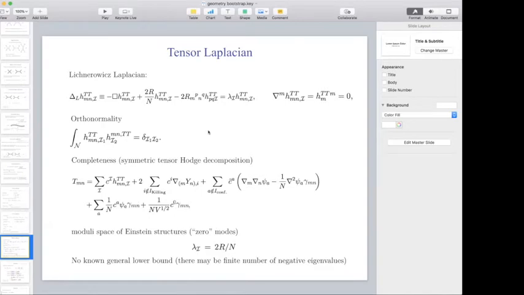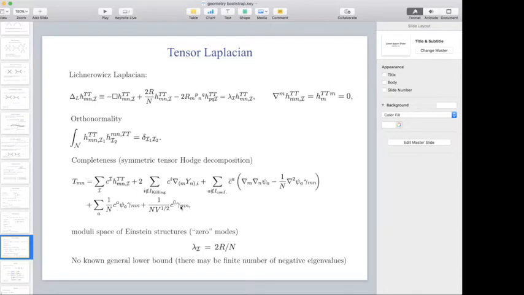Okay, then finally, we have the tensor Laplacian. So this is going to be the Lichnerowicz Laplacian that's acting on transverse traceless tensors. So squiggly i is going to be labeling the various eigenfunctions, lambda squiggly i the eigenvalues. There's some orthogonality condition that these satisfy, and there's a completeness relation, which says that any two-index tensor can be written as a sum of these transverse traceless tensors plus longitudinal stuff, which involves the vector eigenfunctions as well as the scalar eigenfunctions, and then trace stuff, which only involves the scalar eigenfunctions.